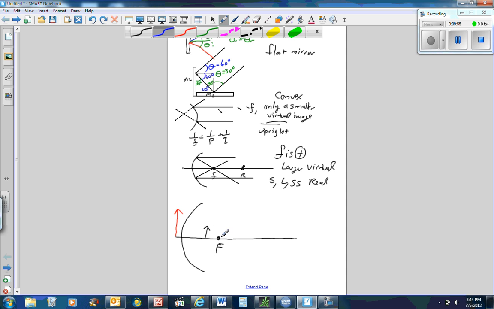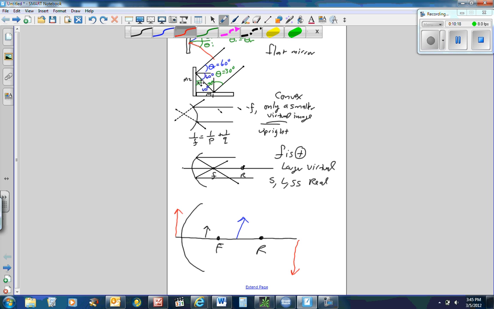So if I'm on F, there is no image, and here's C or R. If my object, let's make the object blue, is between F and R, it's now a real image. And the image is, of course, upside down because all real images are upside down. It's upside down and larger.